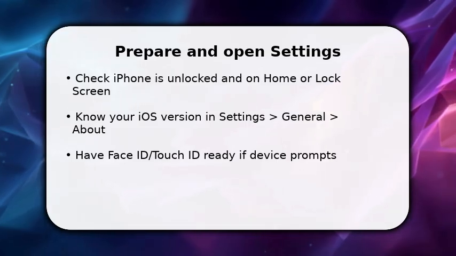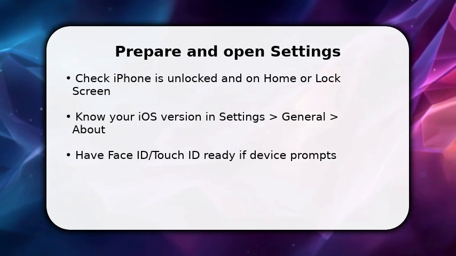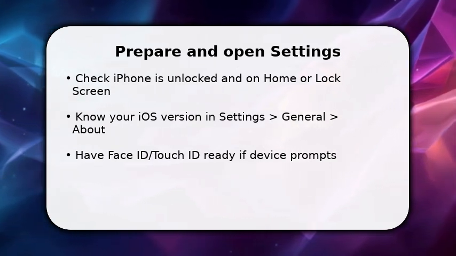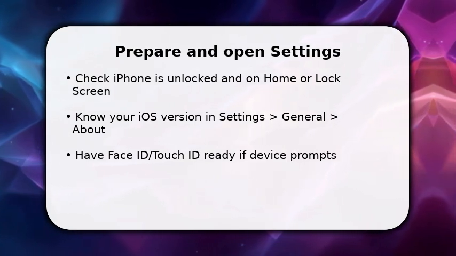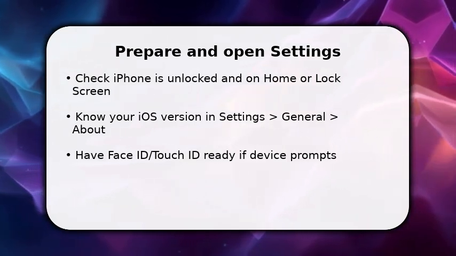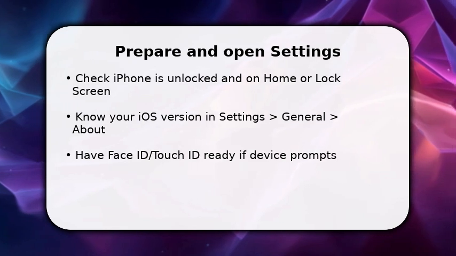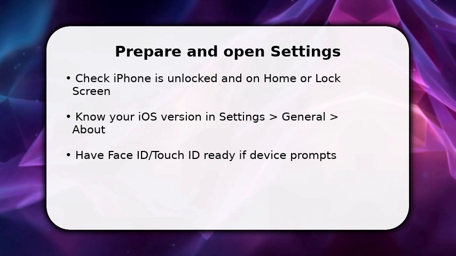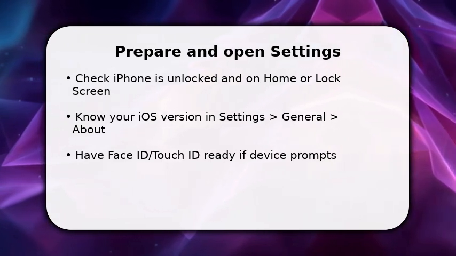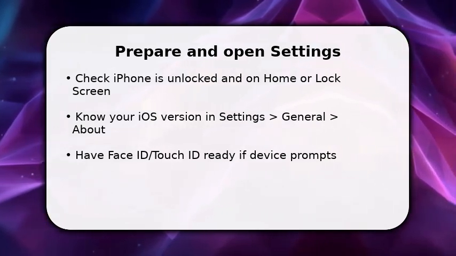You start by unlocking your iPhone and making sure you can reach the home or lock screen. Once done, open Settings to begin. Tap General, then About to confirm your iOS version so you know available Control Center features. Make sure Face ID or Touch ID is accessible in case the phone requests authentication while changing settings.